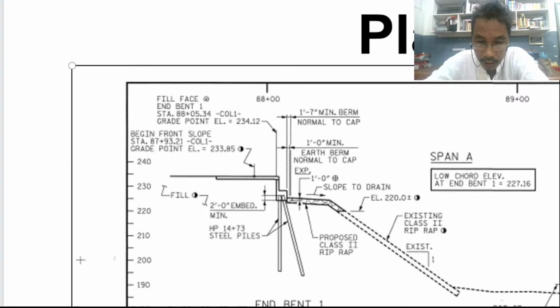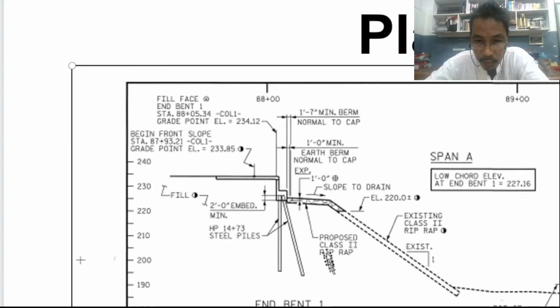So just going to the right of your screen at the top, just below the 88+00 reference, that reference grid, we have 1 foot 7 inches minimum berm, normal to gap. Okay, we would provide that. So we need the gap.